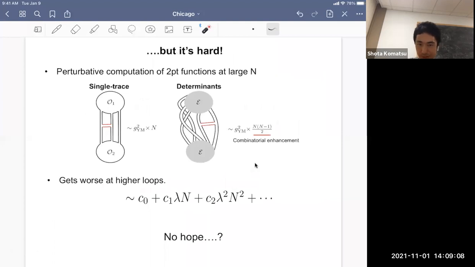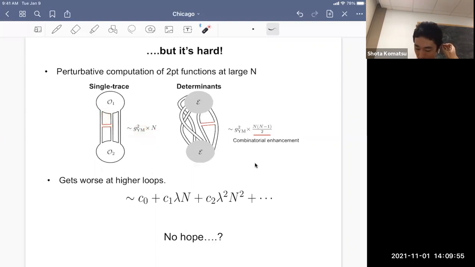However, I should also emphasize that studying the determinant operator is indeed hard. The reason can be summarized in this picture. Let's contrast this with the perturbative computation of the two-point function in the planar limit. If you consider the single trace two-point function, at leading order, at tree level, you just do the planar contraction. If you start including interaction like gluon exchange, then you get one extra hole. So you get a factor of N, and because you use two vertices, you have a g_YM squared. This nicely combines into the 't Hooft coupling.